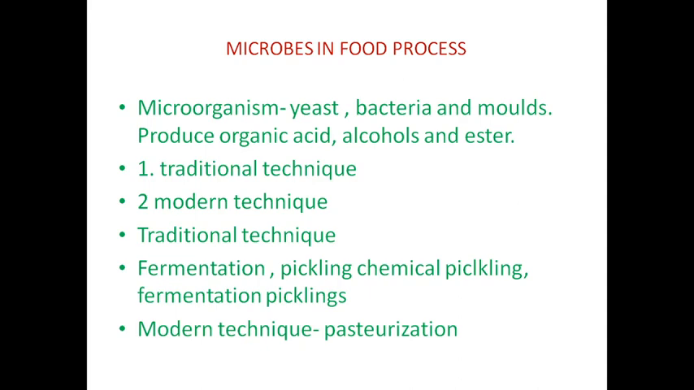In the traditional technique, there are three types: fermentation, pickling, and preservation by boiling and sugaring. Fermentation means that with the help of yeast, we prepare beverages. That is called the fermentation process. Pickling has two types. Chemical pickling means we add chemicals like vinegar, alcohol, or vegetable oil. Fermentation pickling means bacteria in the liquid produce organic acid, called lactic acid. For example, milk turning into curd. That is called fermentation pickling.